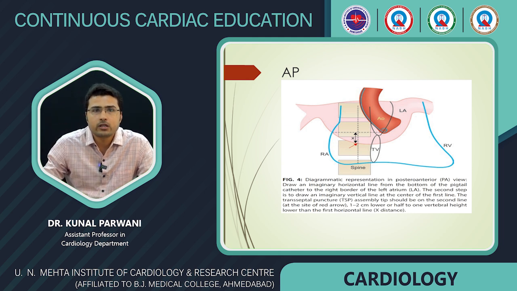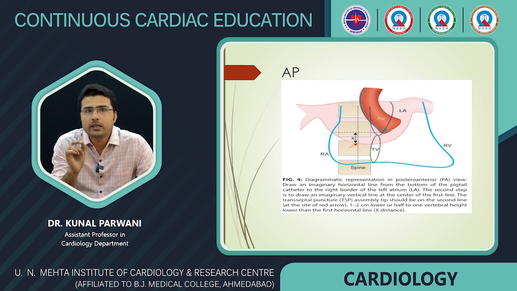So to determine the location, you have to draw a horizontal line from the pigtail catheter towards the lateral border of the RA. At the midpoint of this horizontal line, draw a vertical line, and about one vertebra lower to this horizontal line will be the site of the fossa ovalis. As you can see in this image, a horizontal line is drawn from the pigtail to the lateral end of the RA, and at the midpoint of this horizontal line, just one vertebra below, the space would be the ideal location for the puncture. But this has to be confirmed in other views like lateral view and RAO view as well.